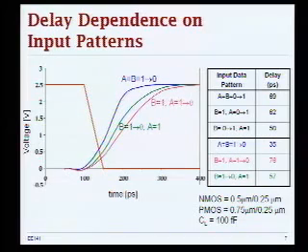Now let's go back to slides. This is showing you what we just discussed. When you have both inputs going from 1 to 0, this is the blue line over here. This shows you the voltage at the output for 3 different cases, when both inputs go from 1 to 0.